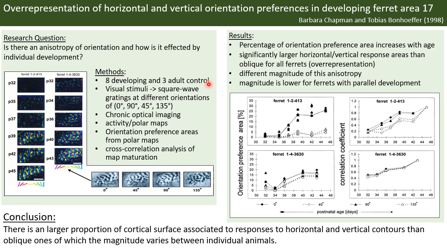To observe the possible changes in orientation preference in development, they conducted this research on 8 developing ferrets and 3 adult ferrets used for comparison. Roughly 32 days after birth, the ferrets were presented with visual stimuli in the form of square wave gratings. These gratings appeared in different orientations in increments of 45 degrees. Thus, horizontal, vertical, and oblique gratings were shown.